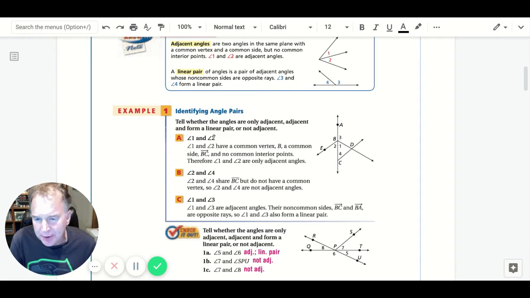Automatically, if you say linear pair, they're adjacent. That's what it means. Look at the definition: the word adjacent is in it. So you don't have to say adjacent and a linear pair. You can just say linear pair when you do those questions in the homework. So they're either only adjacent, or they're a linear pair, making a straight line together, or they're not adjacent, meaning they're not next to each other. They don't share a side.